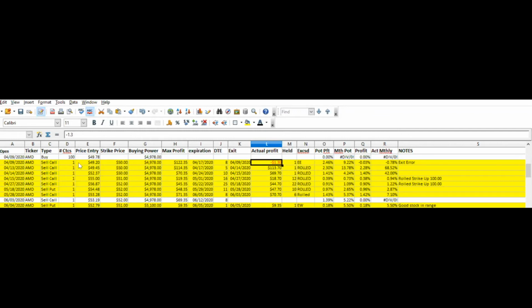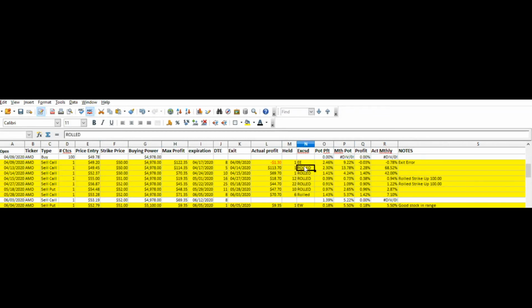So that was on Friday afternoon. So Monday I sold a new call, same strike price, same buying power, obviously. I got paid $114.35. So you can see right here, I left $8 on the table. It's the exact same option. I bought right back into the exact same option.